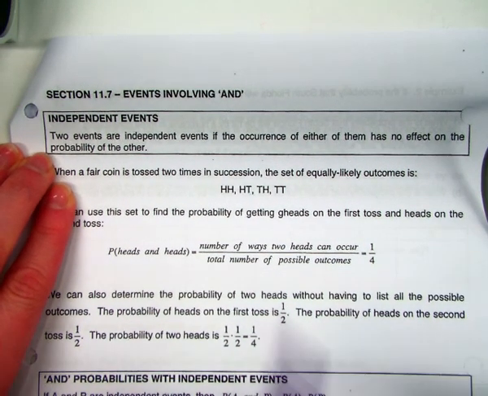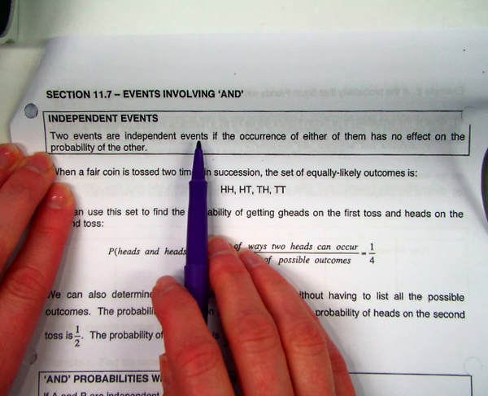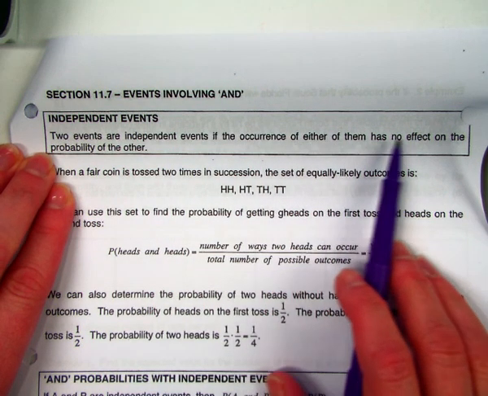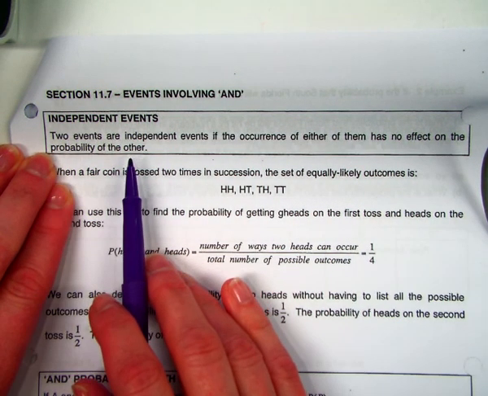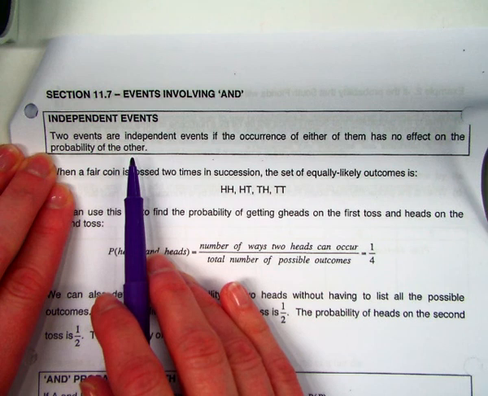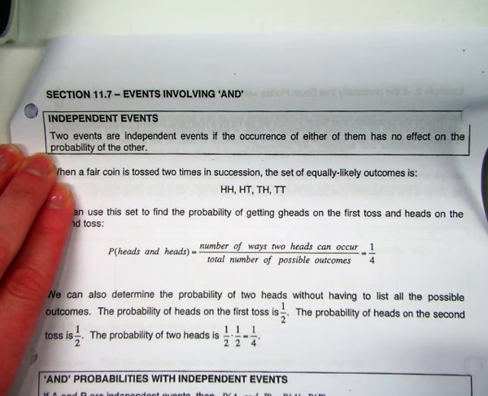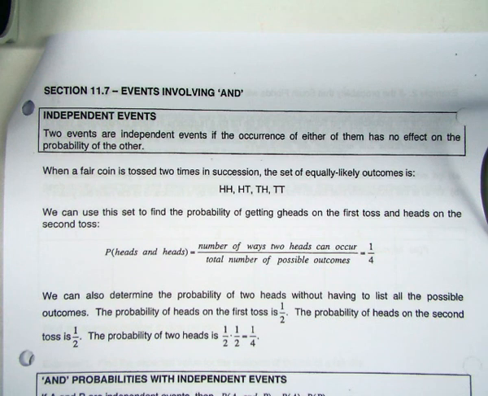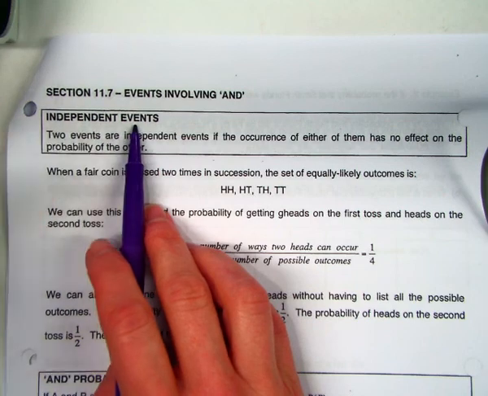What that means is if two events are independent, the occurrence of either of them has no effect on the probability of the other. So if I take a coin and I toss it and I get heads, if I toss it again, does me getting heads on the first attempt have an impact on my second toss? No, you could keep getting heads and heads and heads, or tails, or a mix of the two. So that would be an independent event.